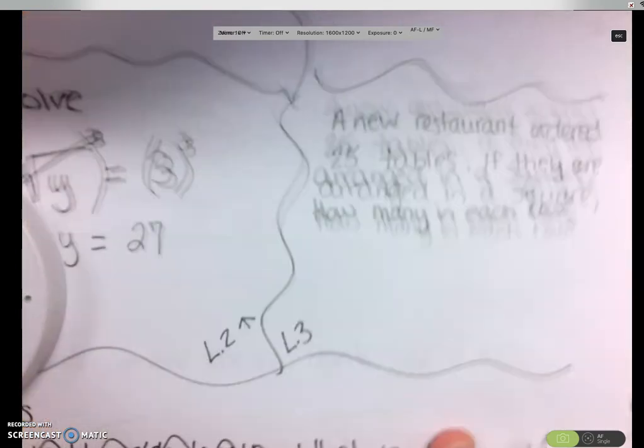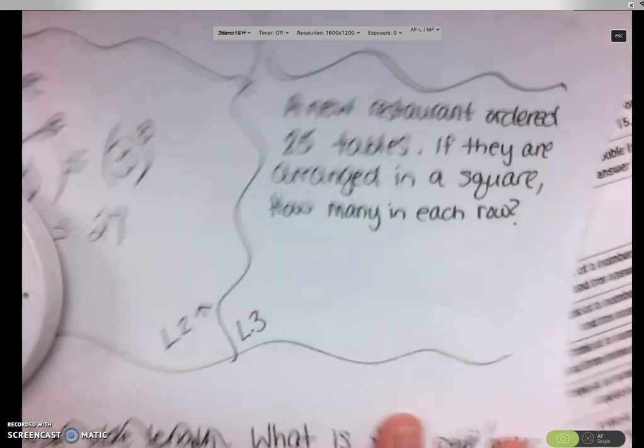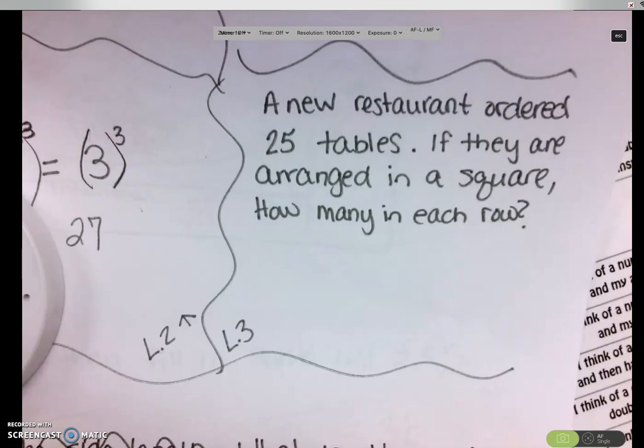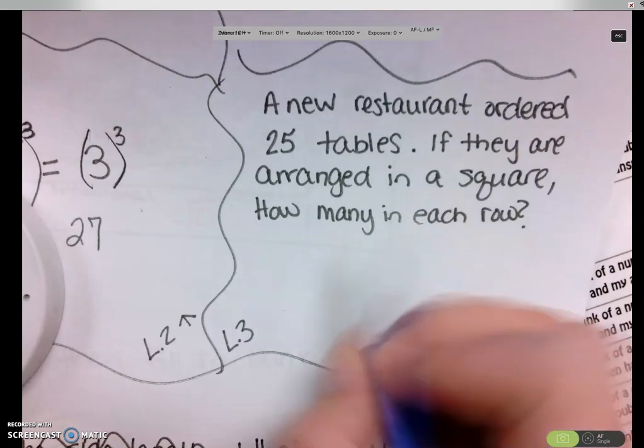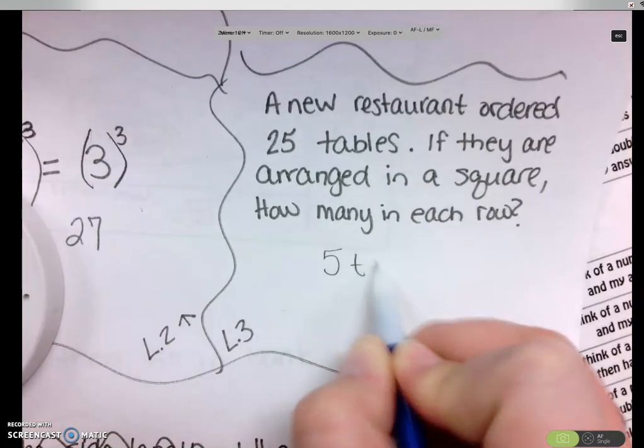Okay, and then a new restaurant ordered 25 tables. If they are arranged in a square, how many in each row? So the square has all the same size sides, right? So you have to find the square root of 25, which would be 5 tables.